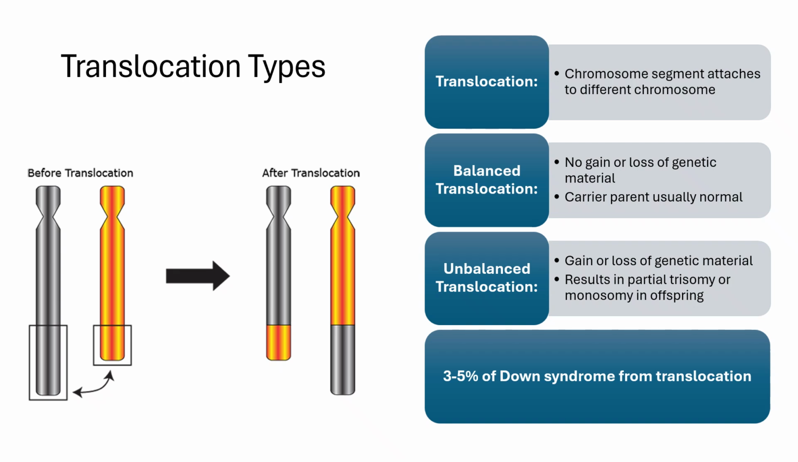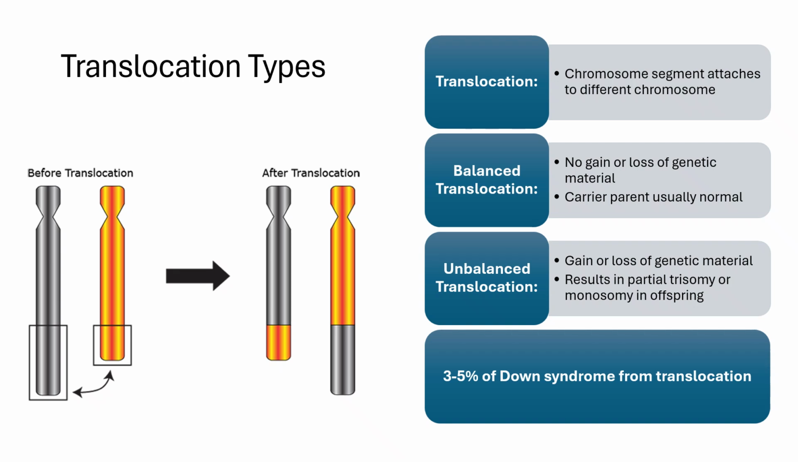creating partial trisomies or partial monosomies. The infant now has 3 copies of some genes and only 1 copy of others. The severity depends on which chromosomal regions are involved and the size of the imbalanced segments. Larger imbalances typically cause more severe phenotypes, often incompatible with life.